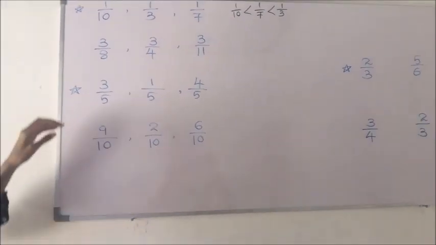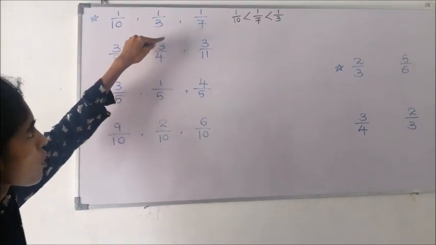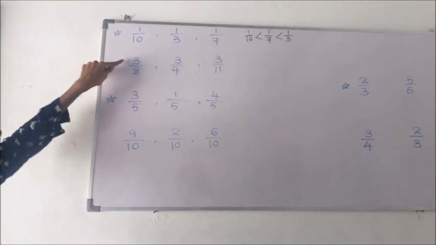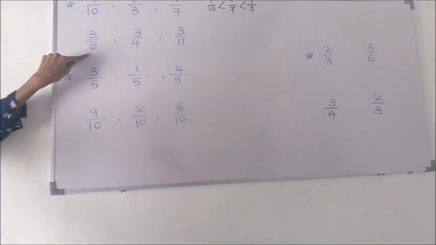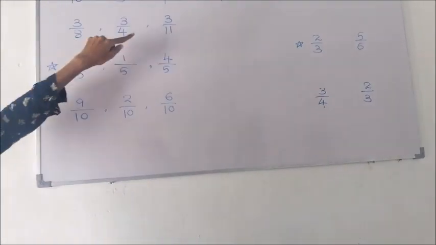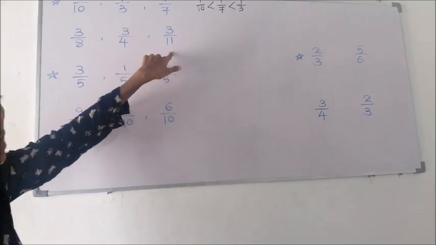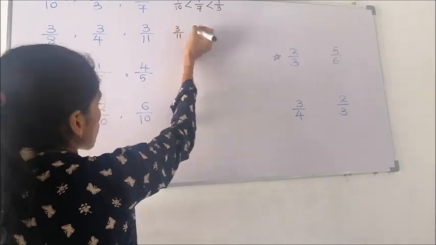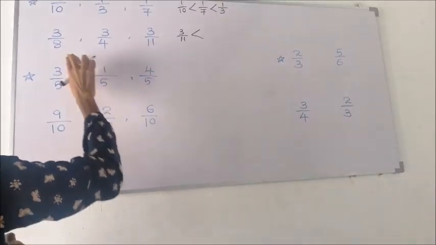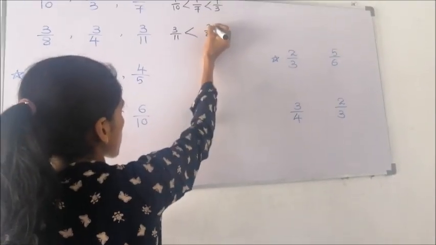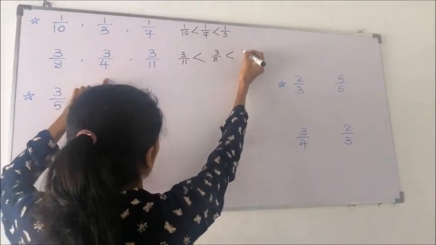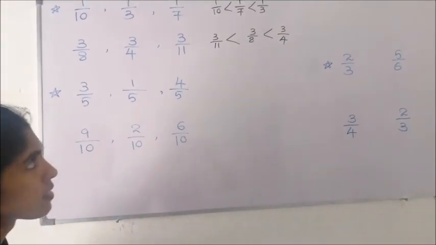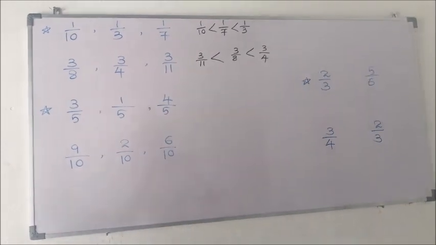Next one, in the next example also we can see the numerators are same. If the numerators are same, children, look at the denominator. Like earlier, by the biggest denominator, we get the smallest fraction. So, out of 11, 3 should be the smallest. Next, out of 8, 3 should be the smallest one. Then the biggest fraction is this. Likewise, we can compare the fractions.